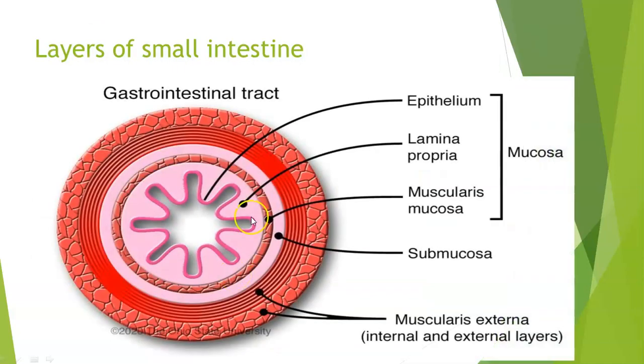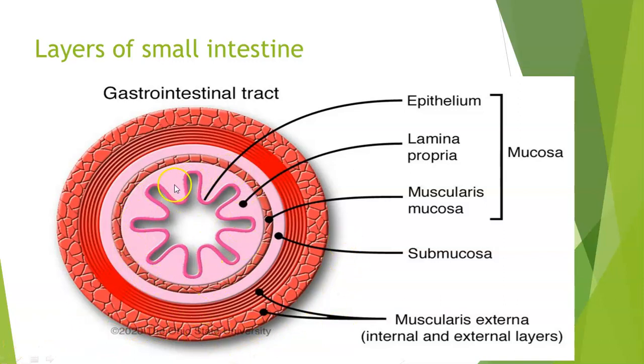Let's come to the layers of the small intestine. The innermost layer is the mucosa, then the submucosa, and the next one is the muscularis externa, and the outermost layer is the serosa. There are 4 layers: the mucosa, the submucosa, the muscularis externa, and the outermost layer, the serosa.